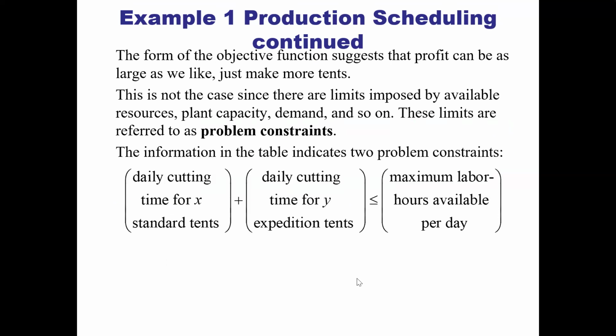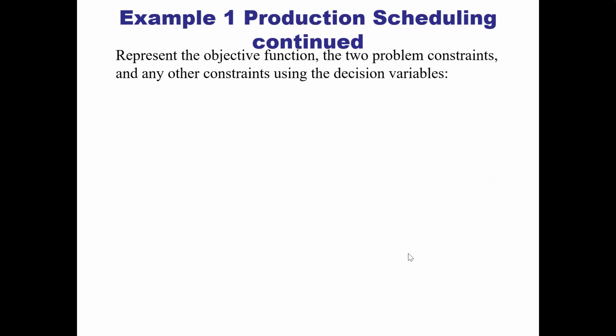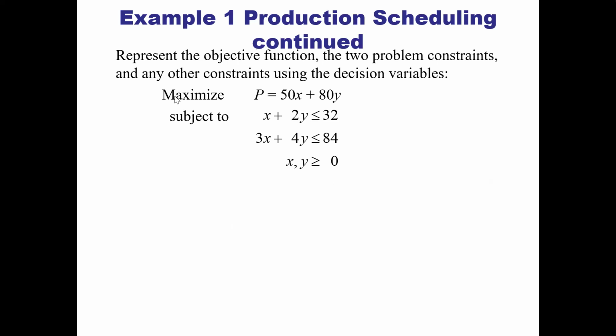And these are called problem constraints. So the daily cutting time for X standard tents is added to the daily cutting time for Y expedition tents, and that has to be less than or equal to the maximum labor hours available per day. Same thing for assembly. So we have the cutting and assembly restrictions we have to follow. And so, going back to writing the problem, we want to maximize the profit. We make $50 per standard tent and $80 per expedition tent, and we're subject to the constraints: 1 hour for X plus 2 hours for Y has to be less than or equal to 32.